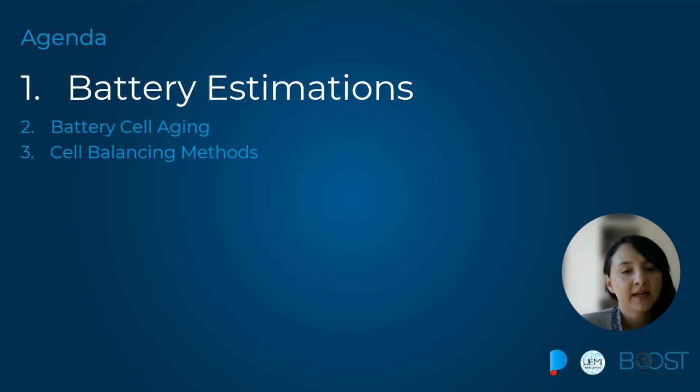And finally, as we know, over time the cells will degrade, and the differences between the individual cells in the battery pack can lead to imbalances, and this reduces the overall performance. In the last section, we will review the different techniques that are used for balancing. We will explore the passive and active balancing and how these techniques are going to be used to equalize the cell charge levels and extend the battery lifetime. So now let's move to our first topic, that is the battery estimations.